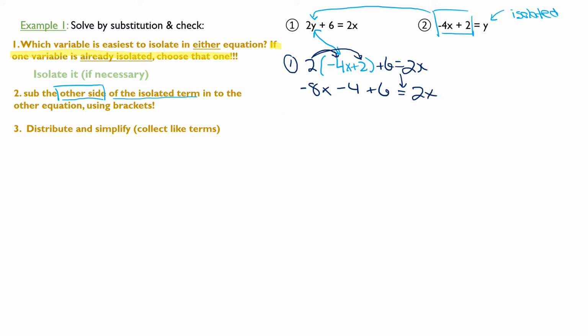Erase that sign there. I'm just collecting like terms. So I'm going to add 8x to both sides so that I can put my x's together. I'm on step 3 here. Collect like terms. These two are gone. And now I have -4 plus 6. Well, that's collecting like terms. Those are like terms. That makes it 2 equals 2x, and 8x is 10x.